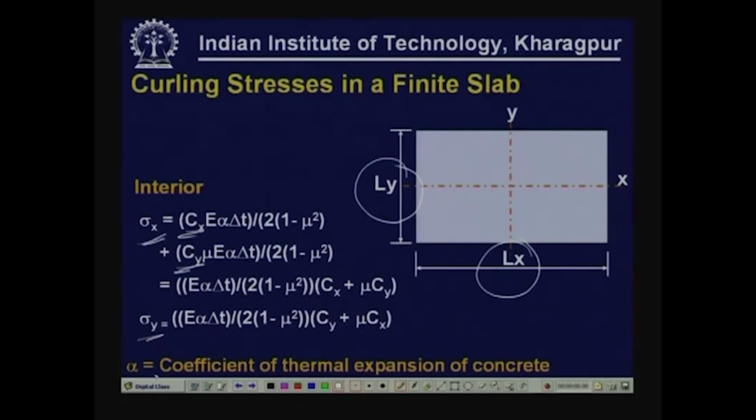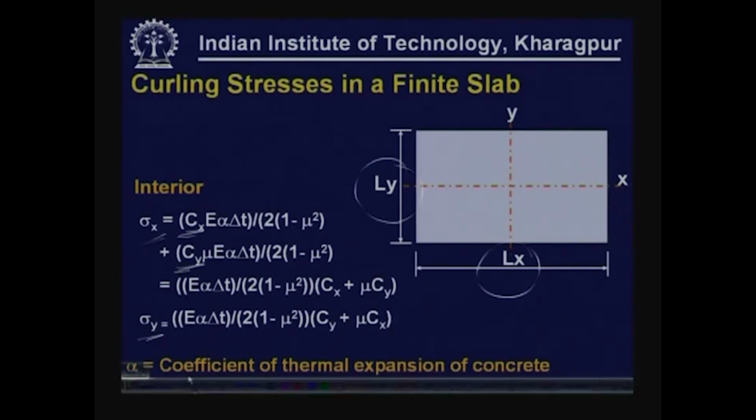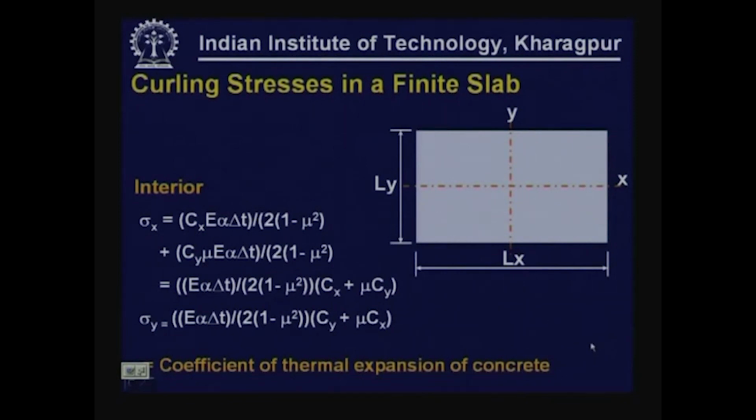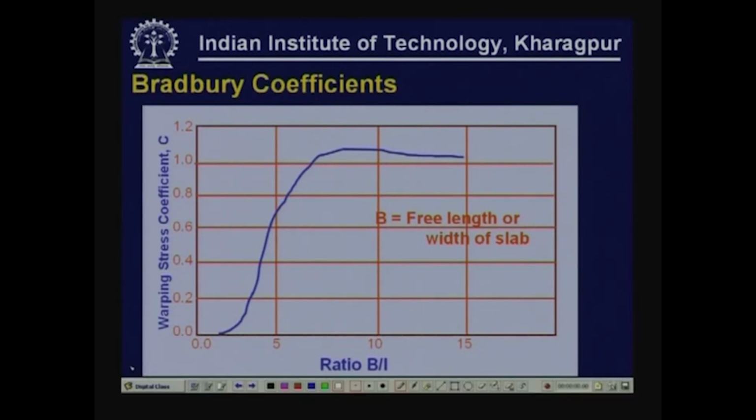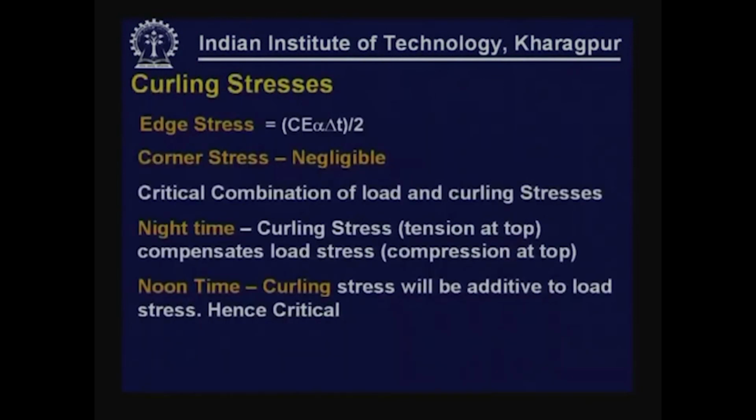We need to find out what sigma x and sigma y are. Once you get those two parameters, we can compute the stresses arising out of curling. Bradbury has given coefficients to find the value of sigma x and sigma y, depending on the dimension of the slab with reference to the radius of relative stiffness. If you know the dimension of the slab, for example Lx by L, then we can find the corresponding coefficient, that is Cx, using this expression: coefficient C multiplied by elastic modulus value, coefficient of thermal expansion, and temperature gradient, divided by 2.